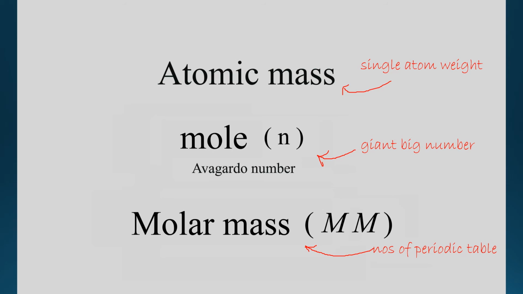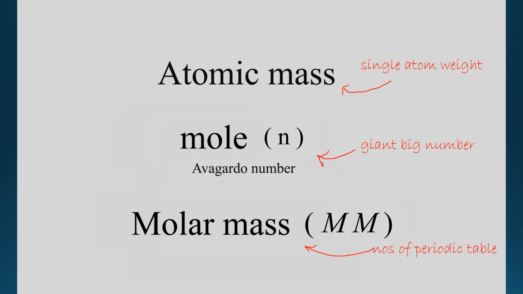So in summary, we learned these 3 big words. Atomic mass. What is atomic mass? The mass of a single atom, which show onto the periodic table. And what is mole? That giant big number. And what is the molar mass? Also is the number shown onto the periodic table, but you just add a gram to it, and that's all.